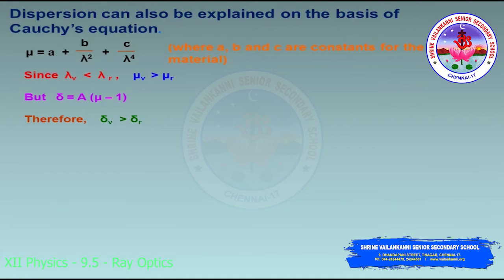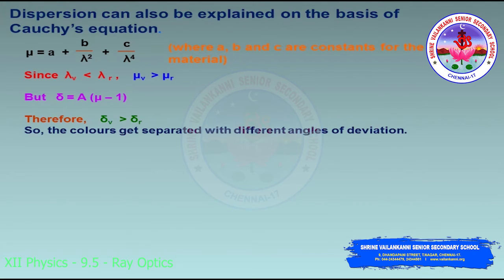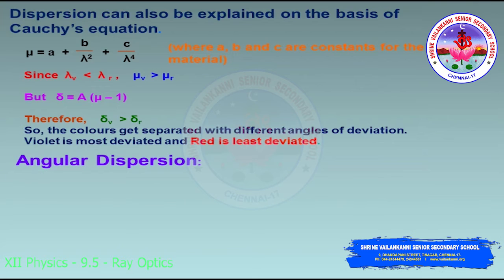As we said, sigma is equal to A into mu minus 1 from Cauchy's equation. Therefore sigma v is greater than sigma r, because the red color is deviated the least and violet the most. So the colors are separated with different angles of deviation. Violet is the most, and red is the least.